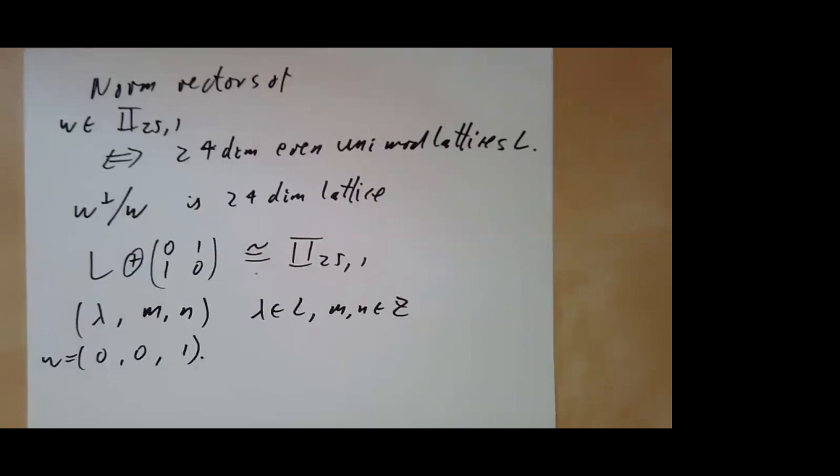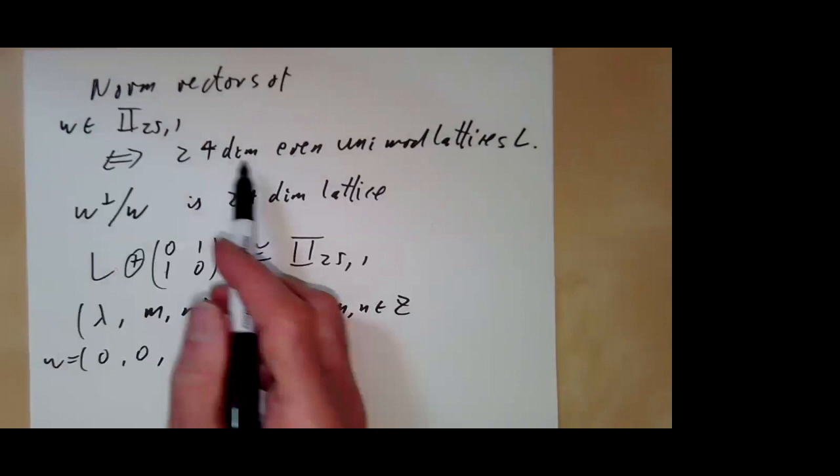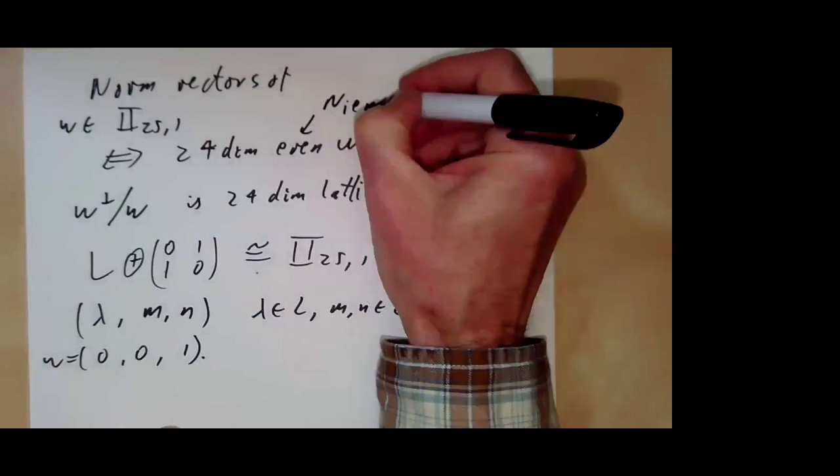Incidentally, you can use this to construct all the even unimodular lattices. These are, of course, called the Niemeier lattices. And there are 24 of them.